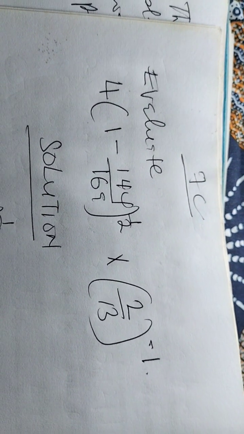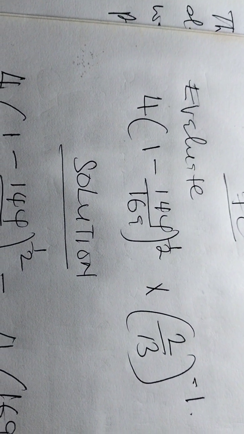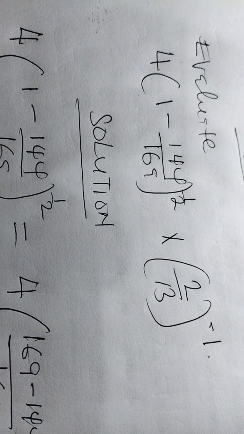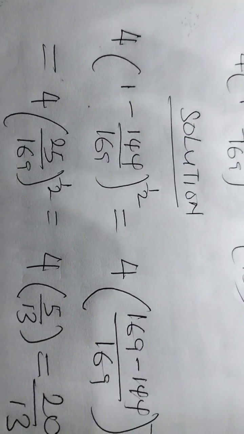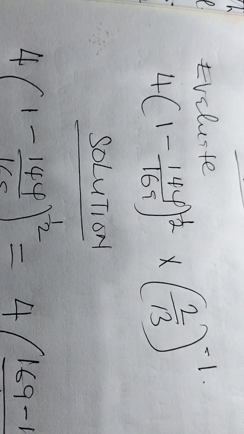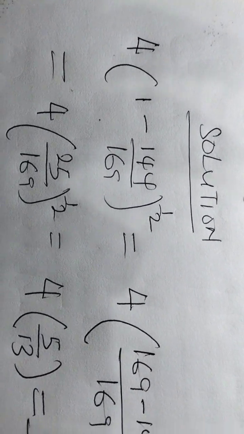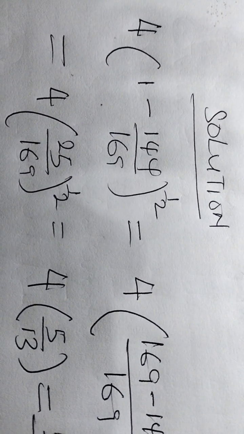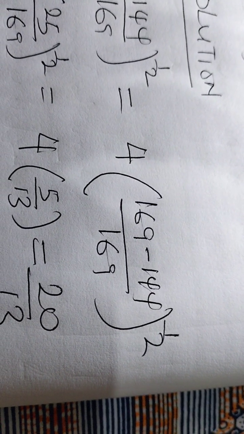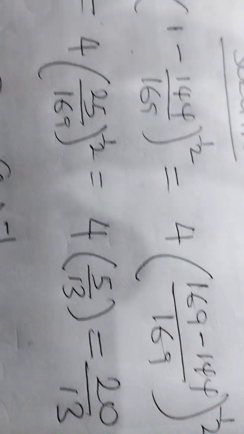Go to question 7c that says evaluate 4 in bracket, then bracket opens 1 minus 144 over 169 raised to the power half, times 2 over 13 raised to the power minus 1. Solution: first of all, we bring the first expression to one common denominator, that is 1 minus 144 over 169. Taking the LCM, we'll have 169, then bringing them to one denominator, we have 4 bracket 169 minus 144 raised to the power half, 169 minus 144 gives us 25, and then all over 169.